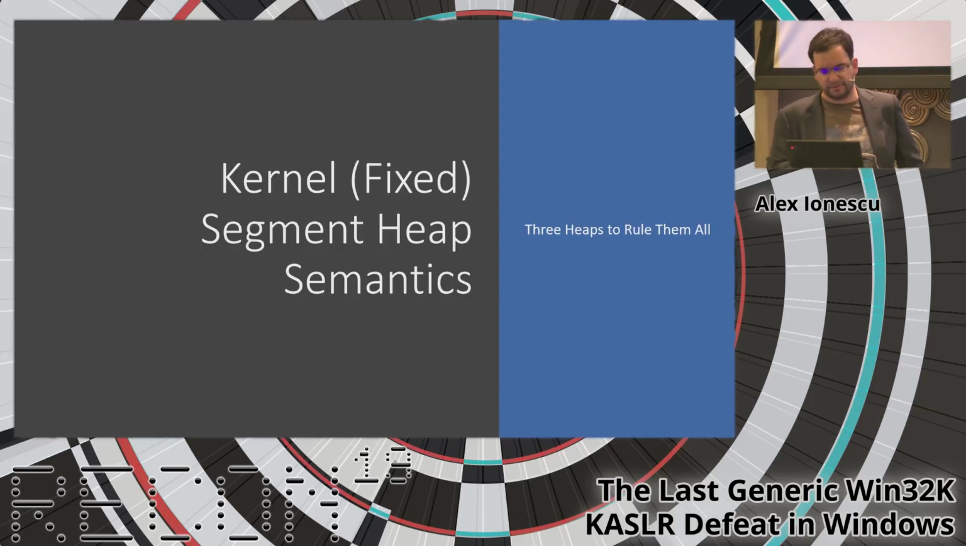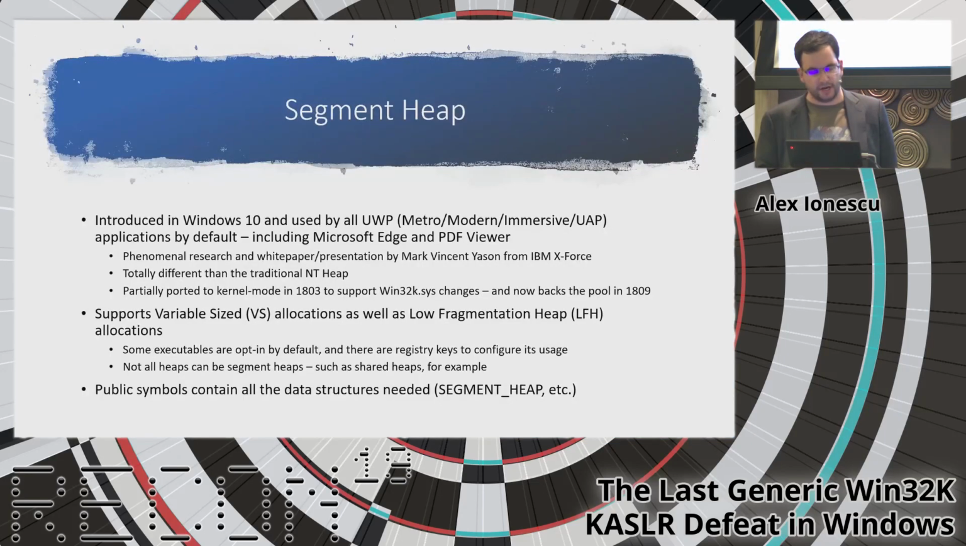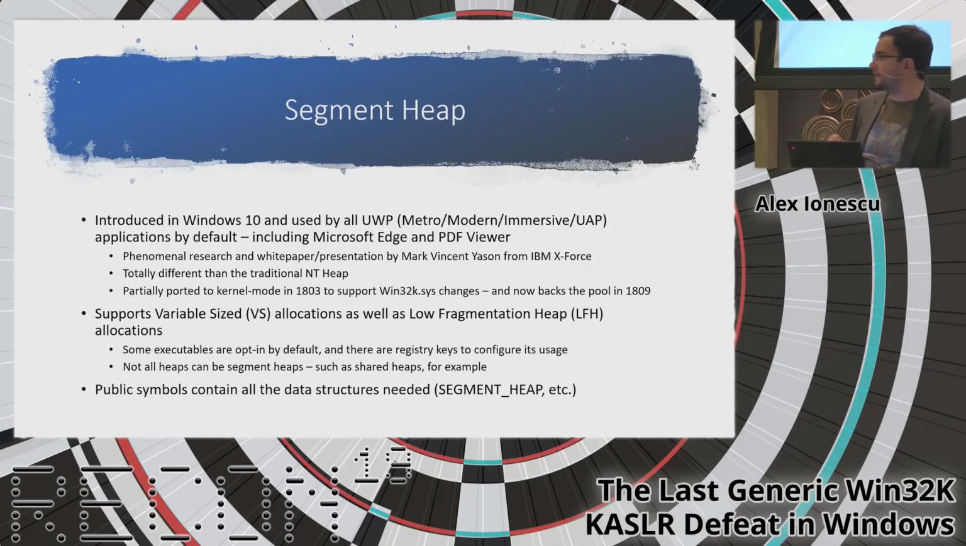Now, to understand why it wasn't really over, we have to look at how these new heaps work. And these new heaps use what's called the kernel fixed segment heap. Now, the kernel fixed segment heap is basically an extension of the segment heap. The segment heap is something that they introduced in Windows 10 in user space for UWP applications, aka Metro applications, modern applications, Metro, UAP, the new world of Windows software, Edge, PDF Viewer, etc.